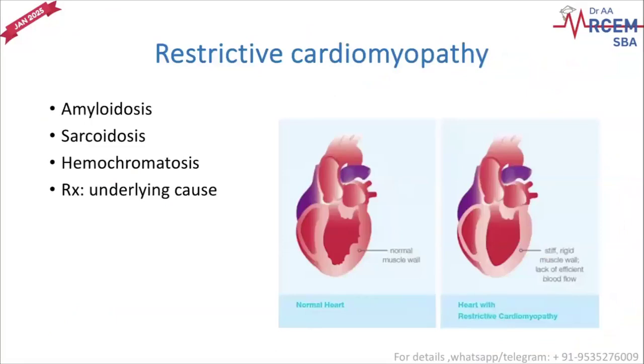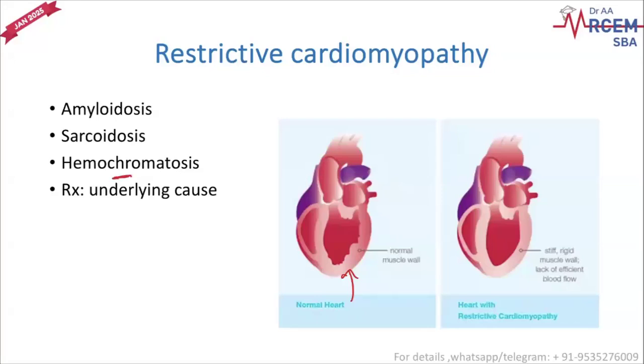Restrictive cardiomyopathy. What happens in restrictive cardiomyopathy? In restrictive, it is restricted. It has become stiff. The musculature itself has become so stiff that it is not able to contract at all. Why has the stiffness come in? Stiffness has come in because of the deposits of amyloid, or it might be iron.